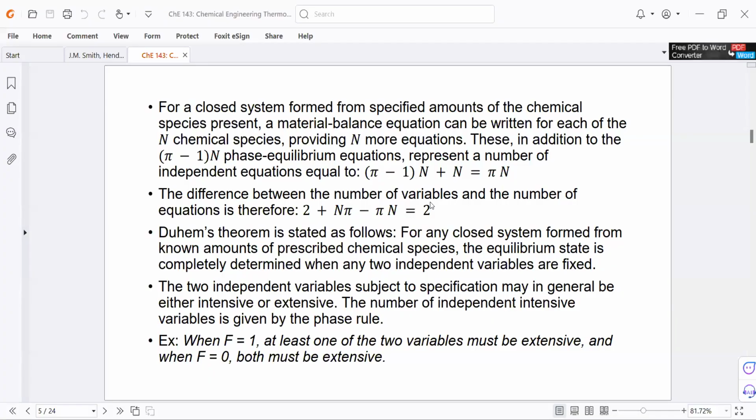Another way to state Duhem's theorem is that two variables are sufficient to specify the state of the system. Given the values of the system's thermodynamic variables in some initial state, specifying the change in some pair of variables is sufficient to determine the change in the remaining variables, so that the system's thermodynamic variables are in the final state.